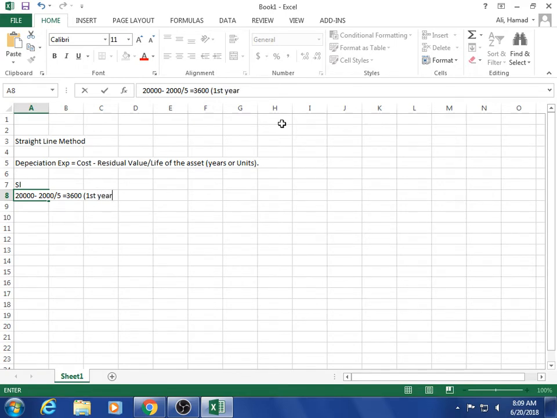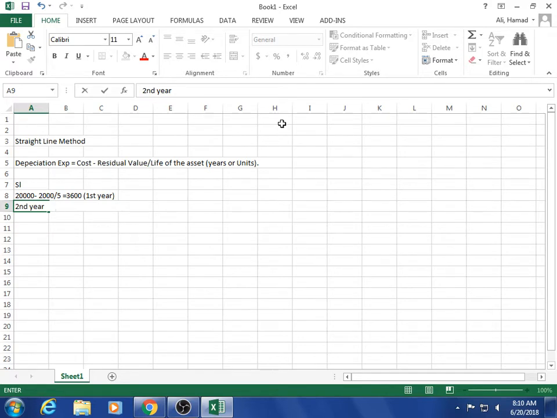All right. Now on the second year, since this is a straight line depreciation, every year is the same. So on year 2, what is the carrying value? 12,800. How did you figure that out? Because you're going to take another 3,600 away from 16,400. Also, tell me, what is the accumulated depreciation at the end of year 2? 7,200 because you're going to multiply 3,600 by 2.